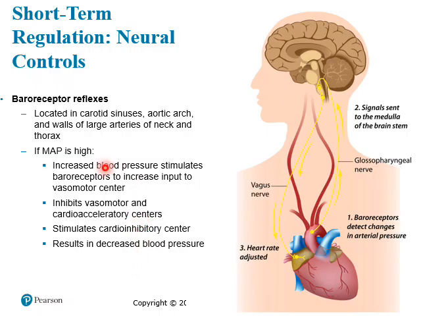Now, if the mean arterial pressure is high, the increased blood pressure will stimulate the baroreceptors to increase input to the vasomotor center. If the mean arterial pressure is high, it will inhibit the vasomotor and cardioacceleratory nerves. If the mean arterial pressure is high, it stimulates the cardioinhibitory center, and this results in decreased blood pressure.